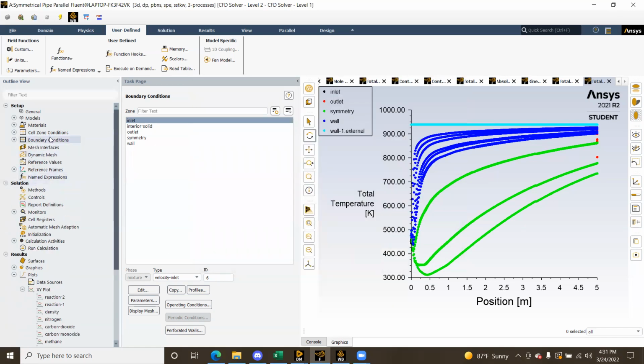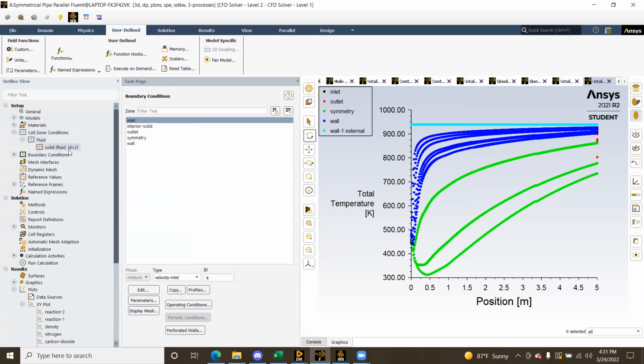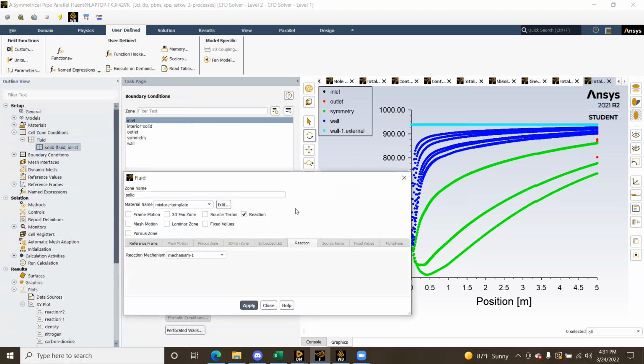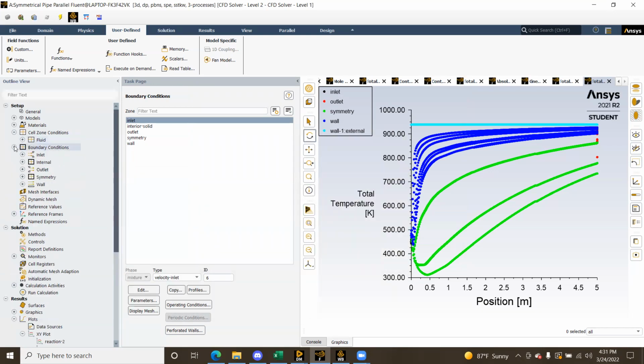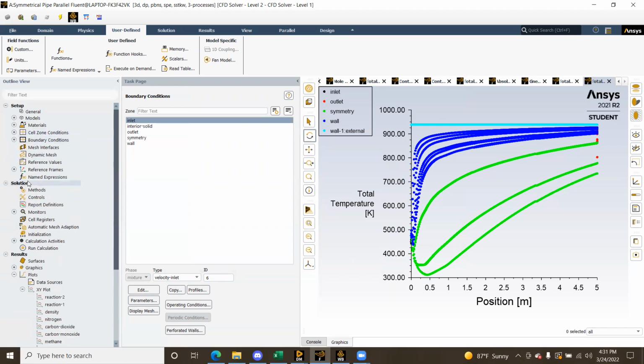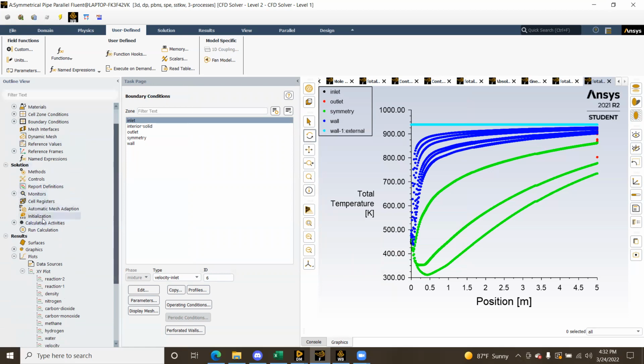Okay, so that should be it in terms of the conditions. I didn't do anything fancy with the quote unquote solid. It's just set for a reaction. Yeah, we already went over all of those, so nothing to worry about. Right, so let's go to the results now.